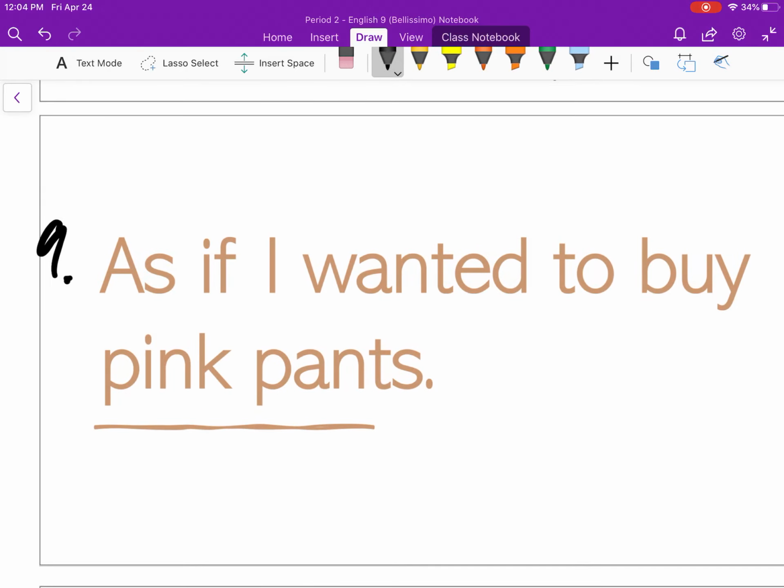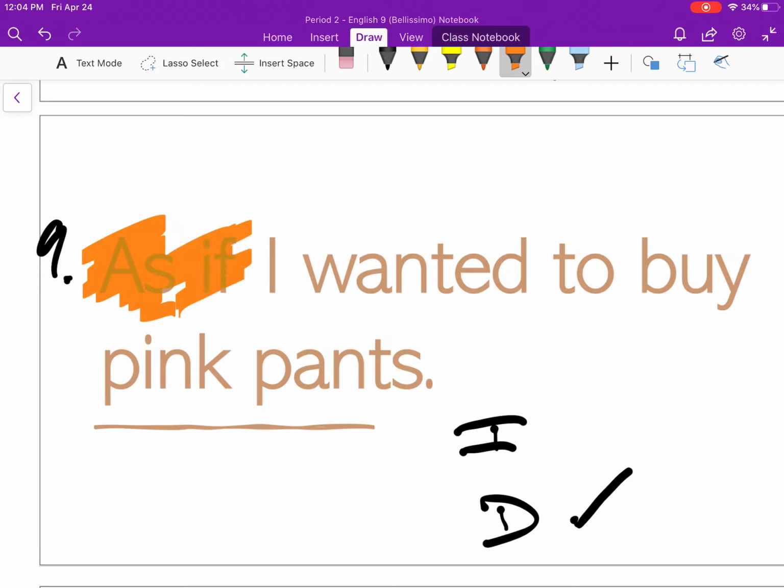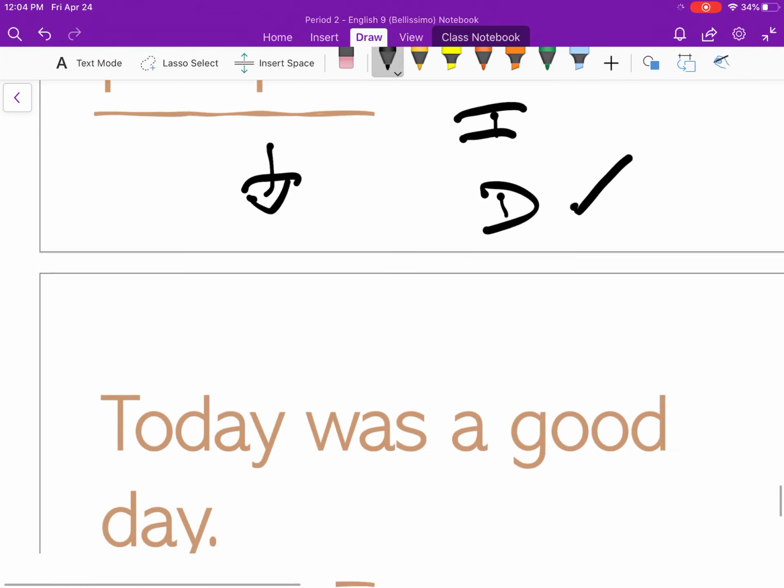As if I wanted to buy pink pants. Is this independent or dependent? Find your subject, find your verb. Ready? Dependent. Okay. I kind of combined 2 subordinating conjunctions with as and if. Okay, both of those are subordinating conjunctions. Subject's right there. All right, last one.